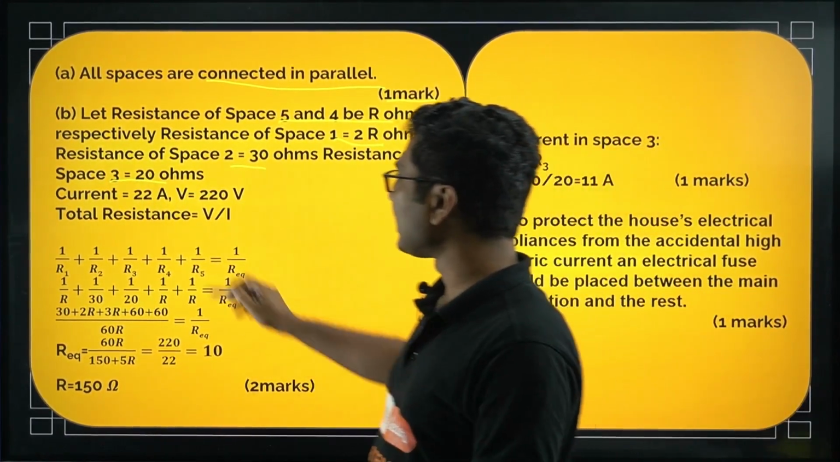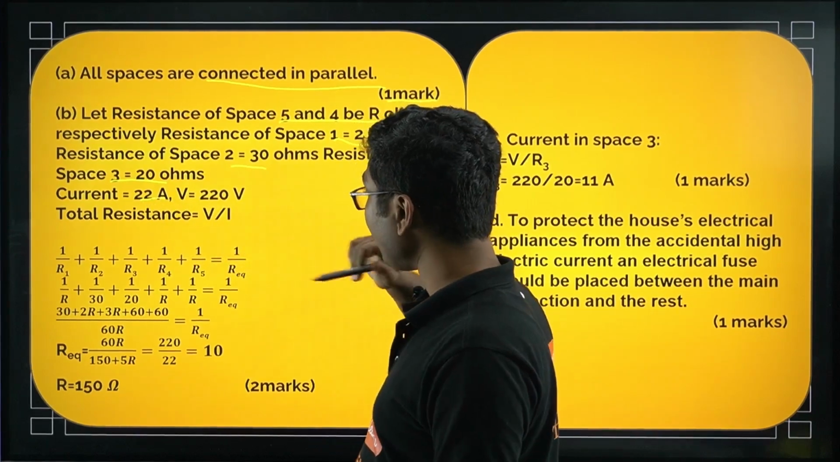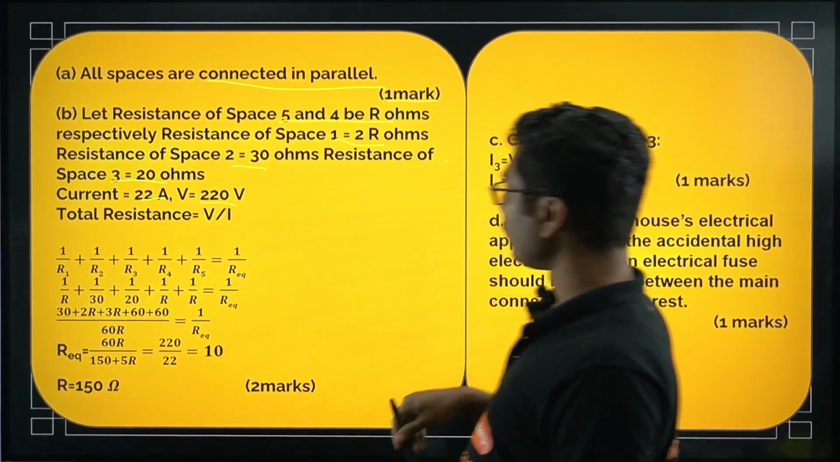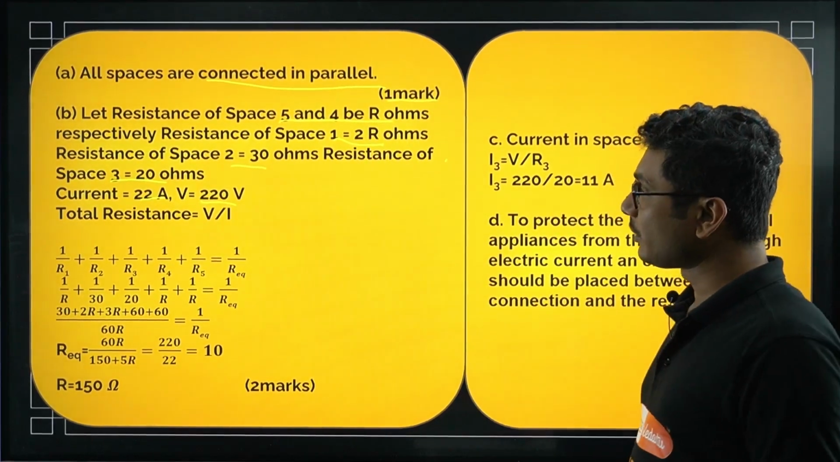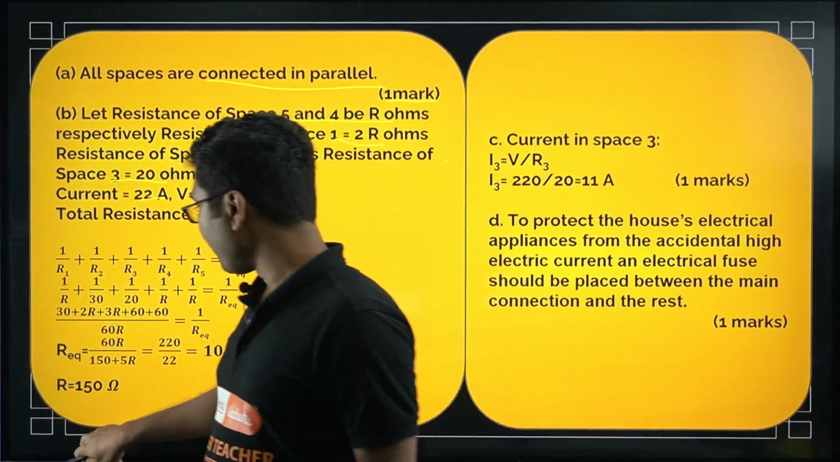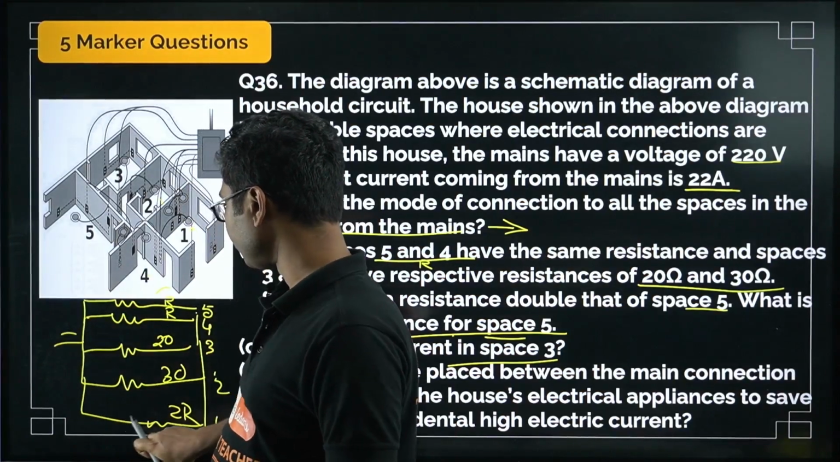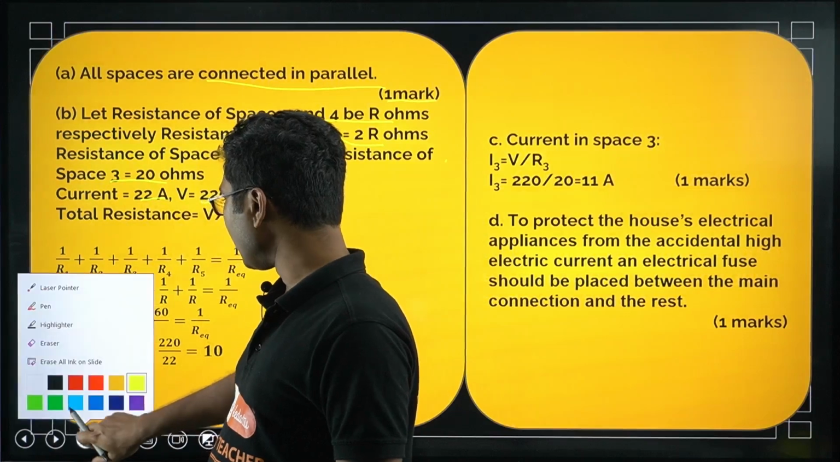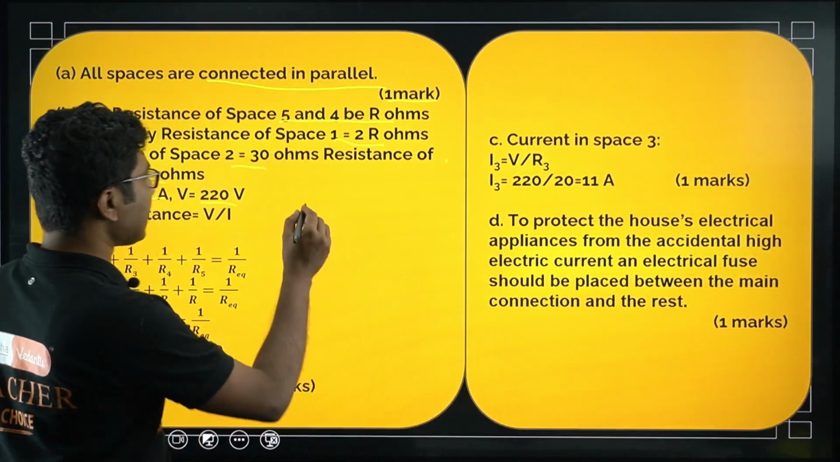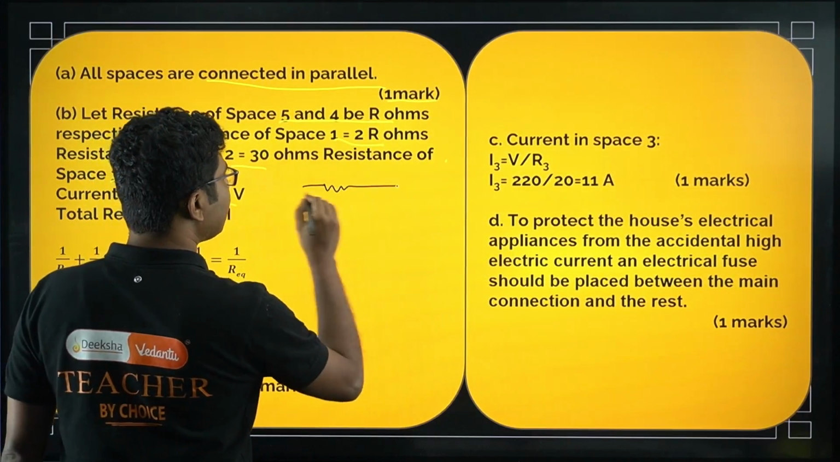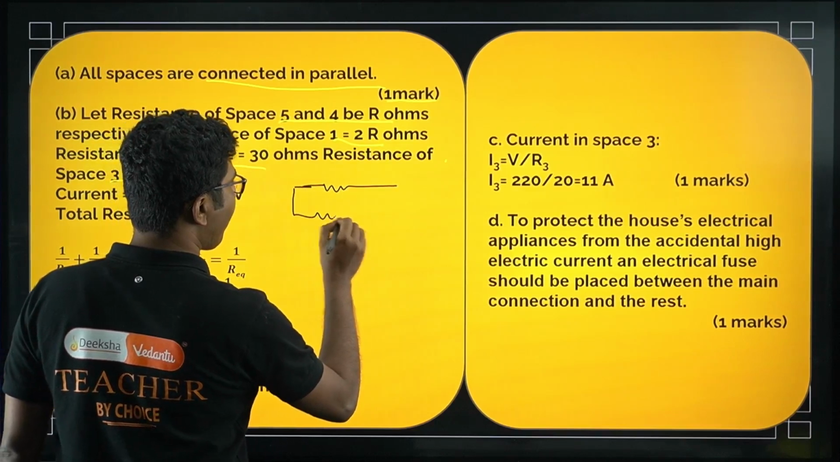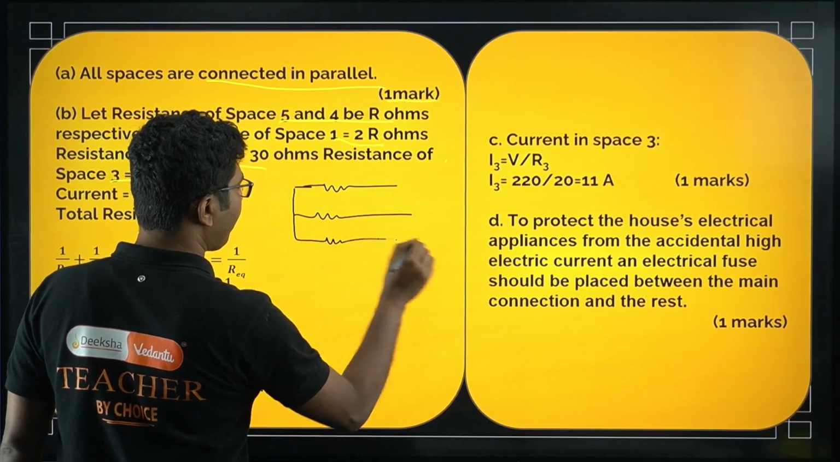Current in the circuit is 22 ampere, voltage is 220 volt, and what is the total resistance? Now this is the main part. What is the total resistance of this combination? That is what we are trying to find. So 5 resistances, I said, are connected one by one.